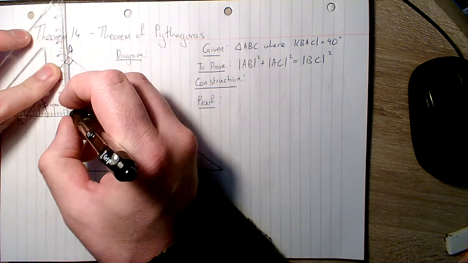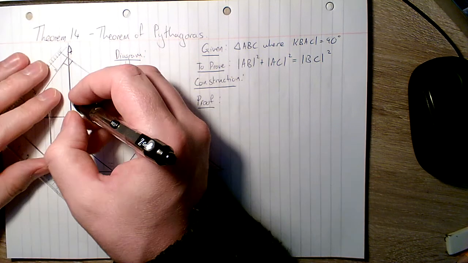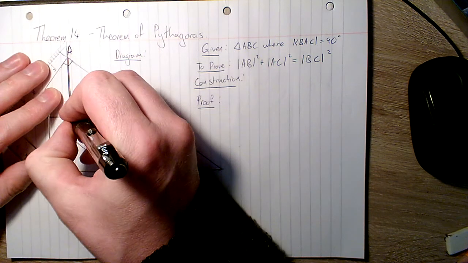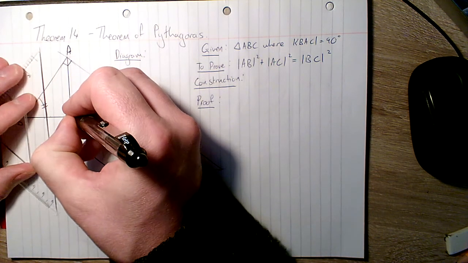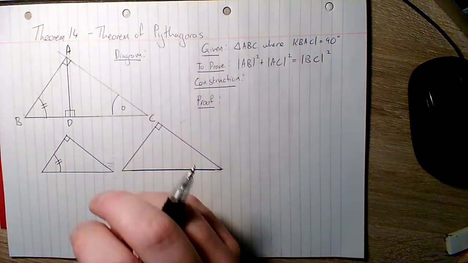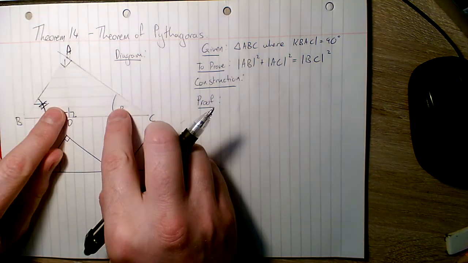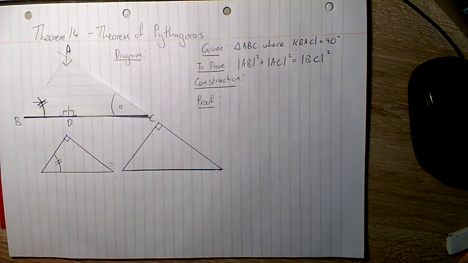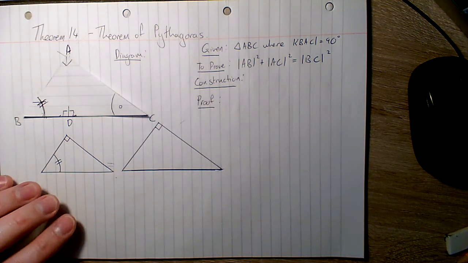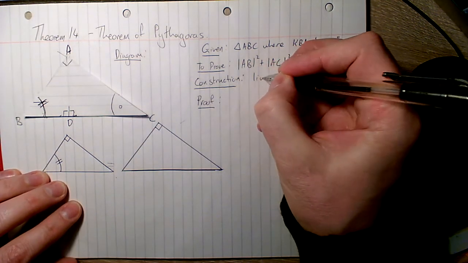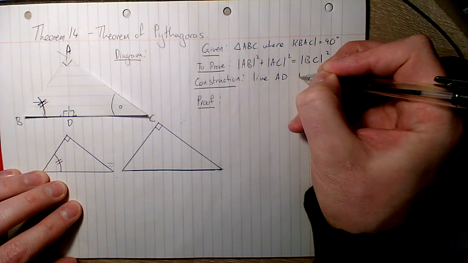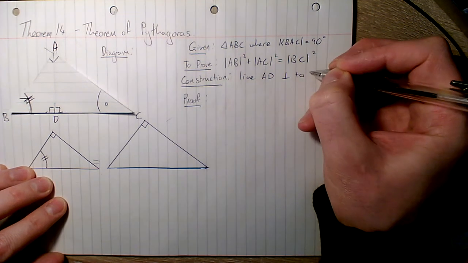Now our construction in this example is a line through A that is perpendicular to the base, and you call the point where that lands D. Okay, so there's our construction, and because it's perpendicular, we've got two right angles here. Now I have another triangle here, I'm just going to sit it on top of that. You can see I've marked a few angles in it. So our construction is the line AD perpendicular to BC.